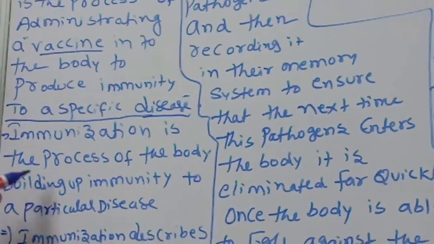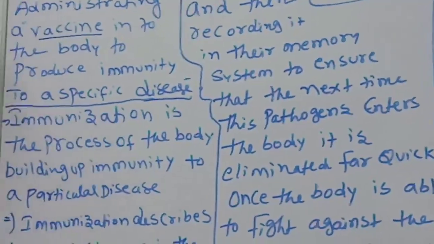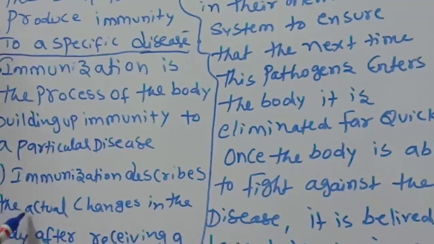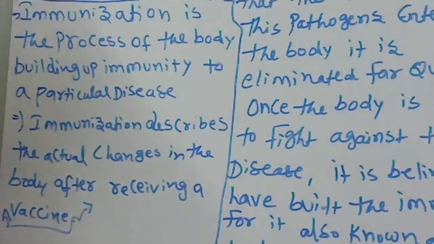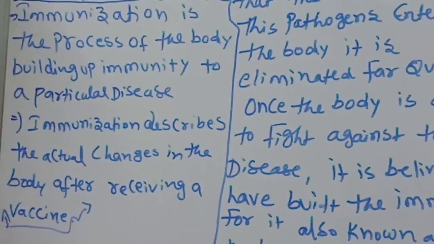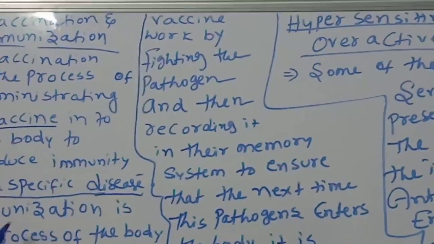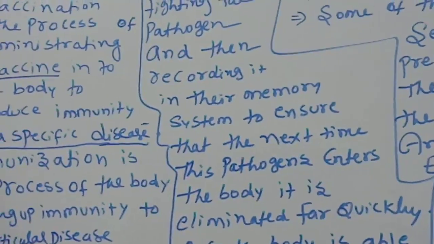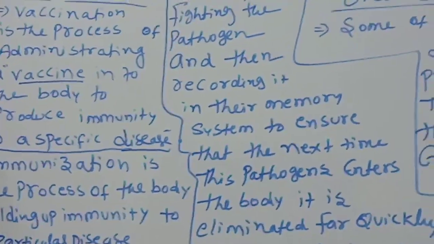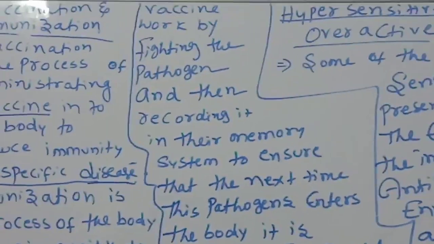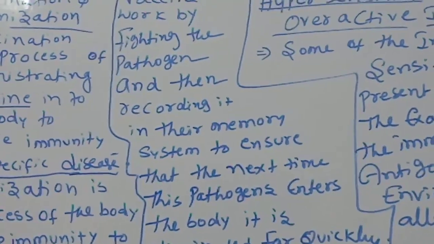Immunization is the process of the body building immunity to a particular disease. Immunization describes the actual changes in the body after receiving a vaccine. So after giving the vaccine, the body shows changes about the particular antigen or that vaccine. That is called immunization. So after giving the vaccination, some changes happen in our body. Changes in the body after receiving a vaccine are called immunization.